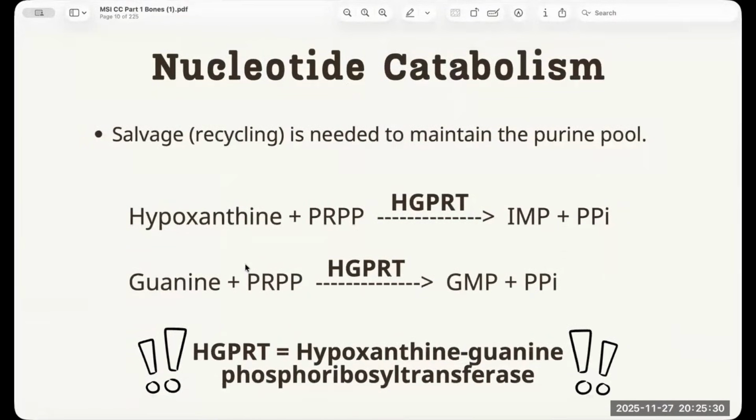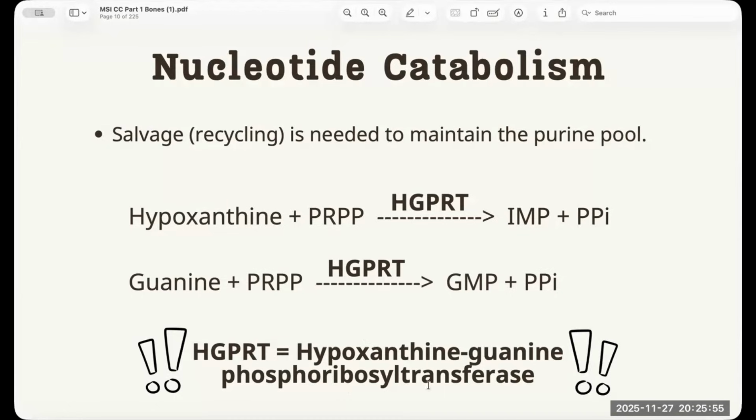So when mentioning nucleotide catabolism, we need to know that recycling or salvage is really important. Why? It's needed to maintain the purine pool. All right. How do we recycle the hypoxanthine and the guanine? By adding them to PRPP, which we mentioned before. Which enzyme do we need for this?